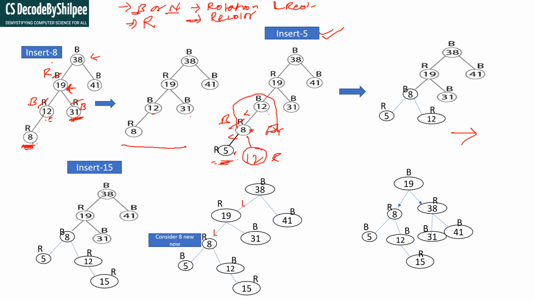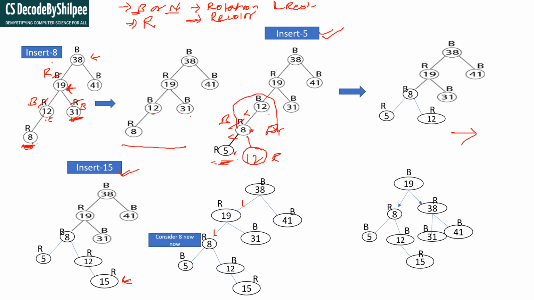So your 5 is inserted. Now I am going to insert 15. If I insert 15, what will I do? If you go with the binary search tree, 15 is going to be inserted as the right child of the 12. If you look at that, again two adjacent nodes have red color, and that's violating the red black tree property. So in this situation what do you have to do?